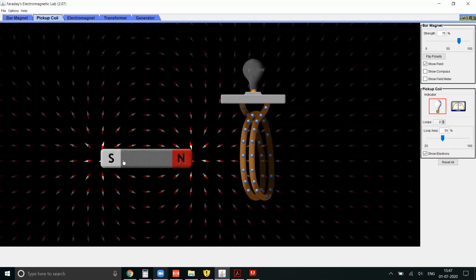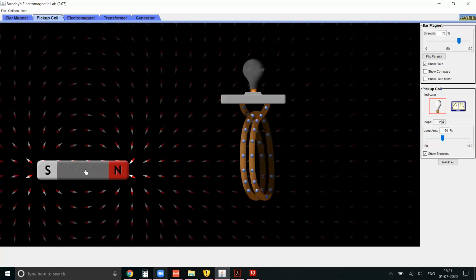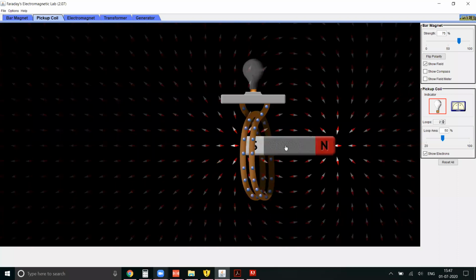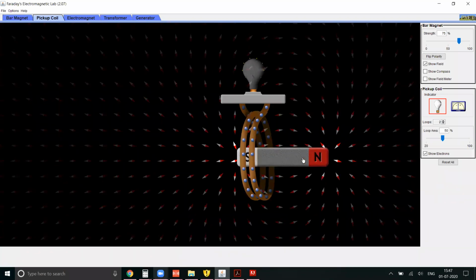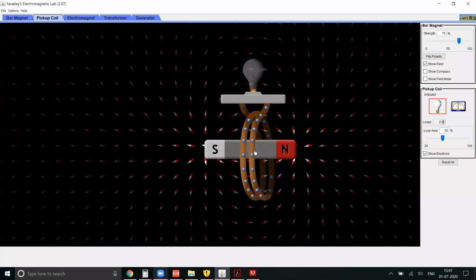Now observe the bulb carefully. What I'm going to do is move this magnet. The conductor is going to be stationary. I'm going to move this magnet. Observe what exactly is going to happen. So what is happening? Are you able to see something? When I move the magnet, the bulb is glowing.